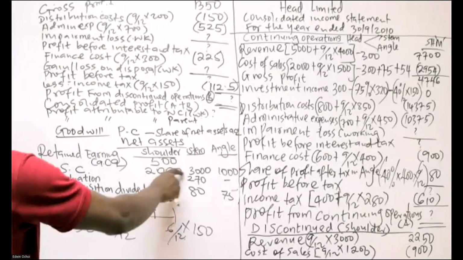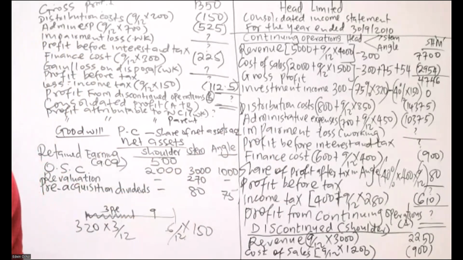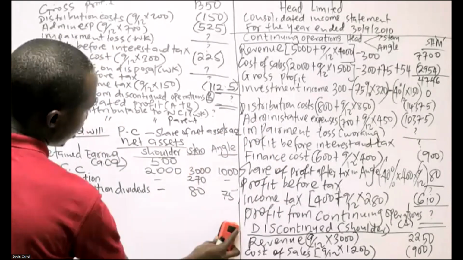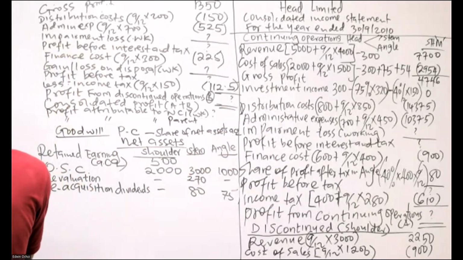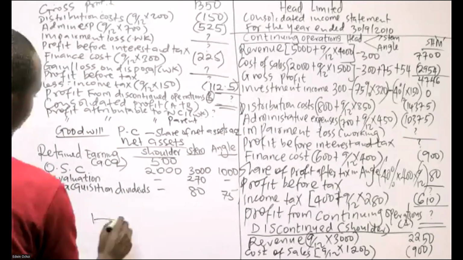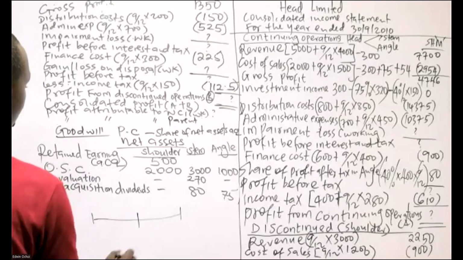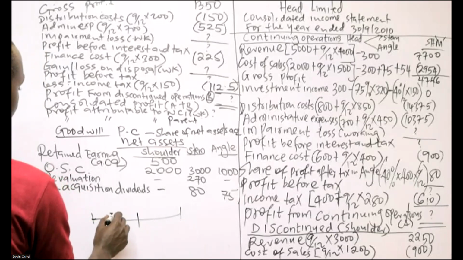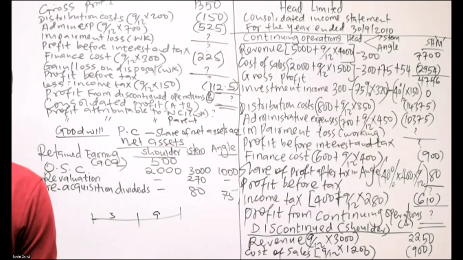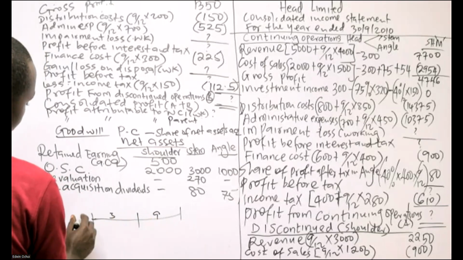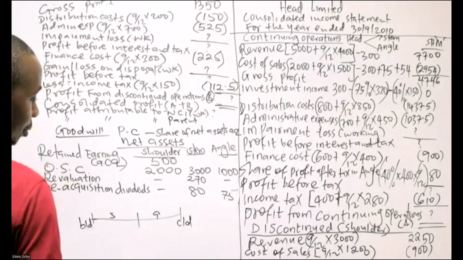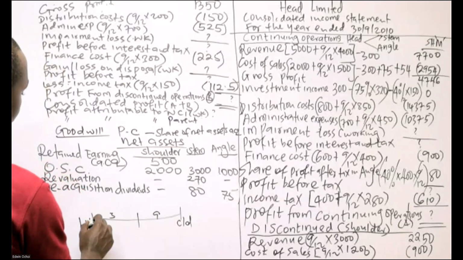Let's go and determine pre-acquisition retained earnings. Pre-acquisition is the same as acquisition date. For Stem, again, we consider the first 3 months because this one was 9. So for retained earnings, you have balance brought down, balance carried down, and a profit for the year.